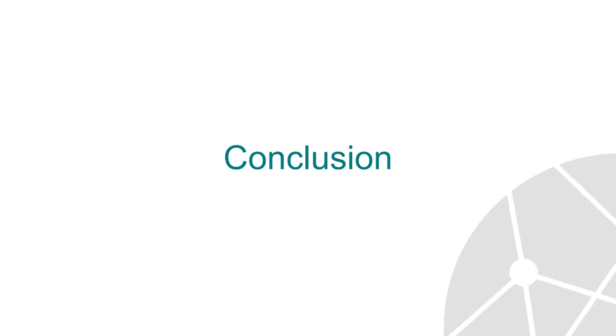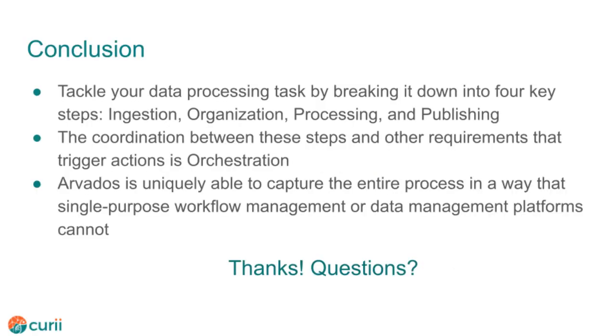Time to wrap up. I hope this has been helpful. I have presented a framework identifying 4 basic steps that are universal to large-scale data processing tasks: ingestion, organization, processing, and publishing, and described a variety of options that Arvados gives you to efficiently and effectively implement these steps. I have also highlighted the role of orchestration for both technical automation and the way of describing the business processes that tie these steps together.